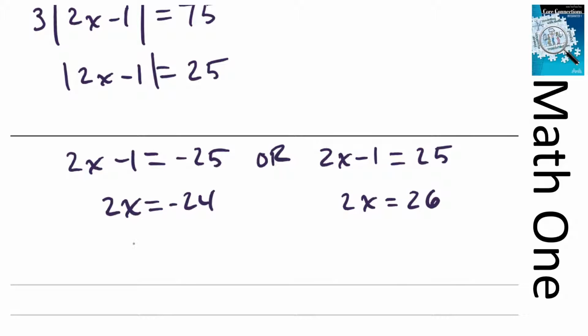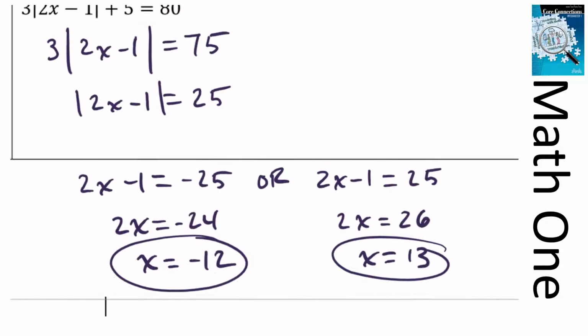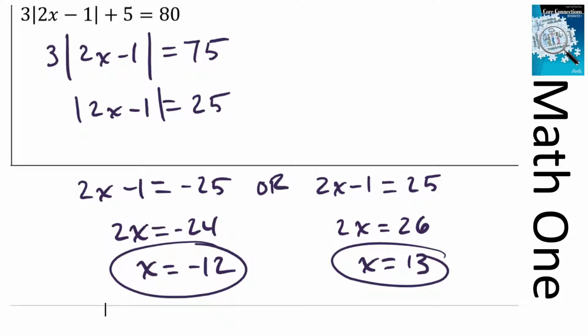And on this side, I'll divide by 2. x is negative 12. And here I'll divide by 2. x is positive 13. So the two values that will work in the original equation are negative 12 and positive 13.